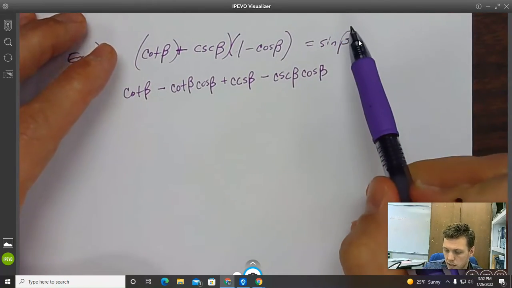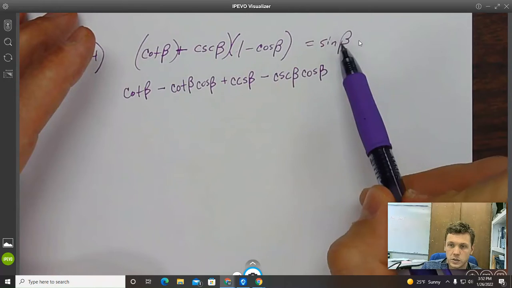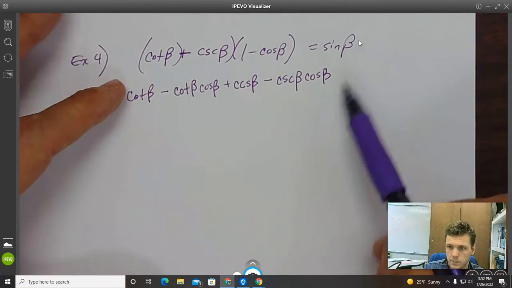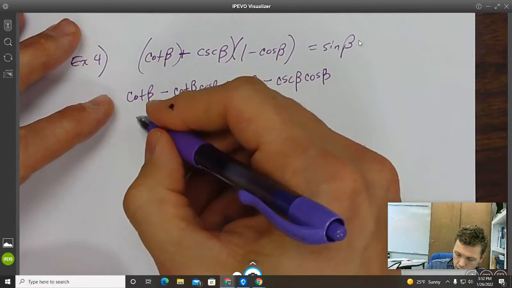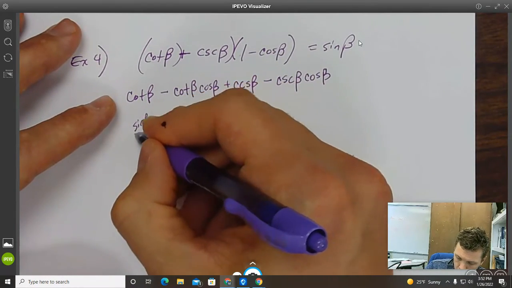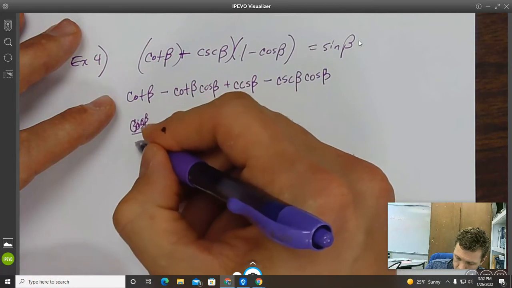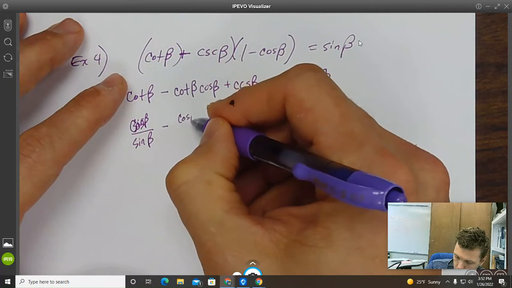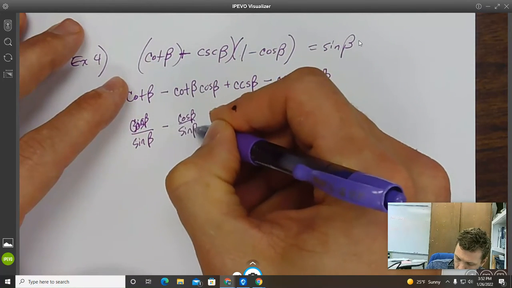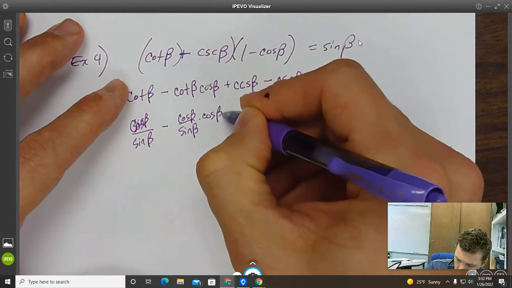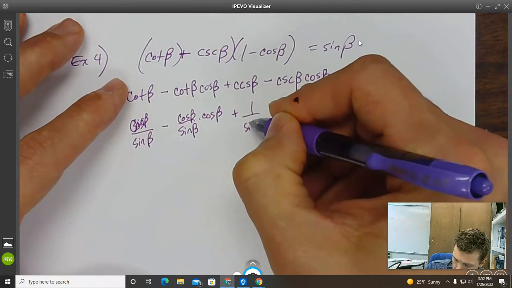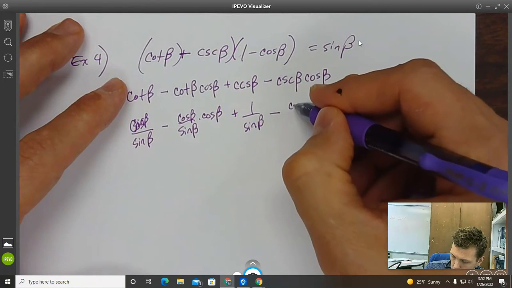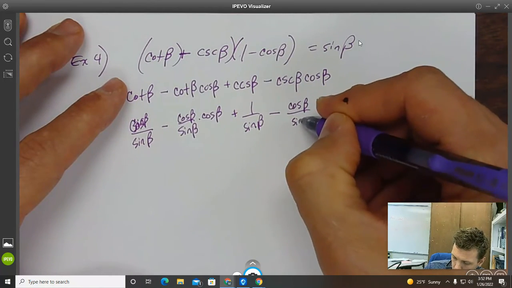Okay, so obviously we're hoping to get some things to cancel out, right? Because we're trying to get it down to sine. So I'm going to go ahead and change these all in terms of sine and cosine and see what we can get from here. So cotan, it's cosine over sine. Cotan, that's going to be cosine of beta over sine times cosine of beta. Cosecant, that's going to be 1 over sine of beta. And cosecant of beta times cosine of beta, that's cosine of beta over sine of beta.